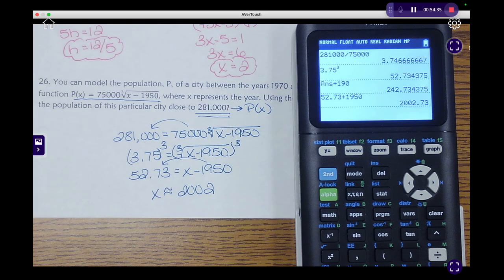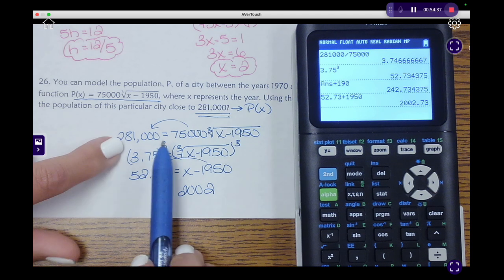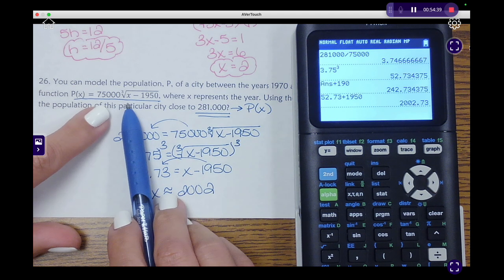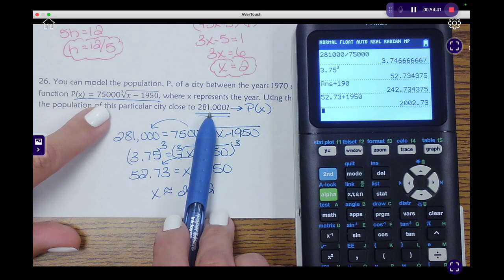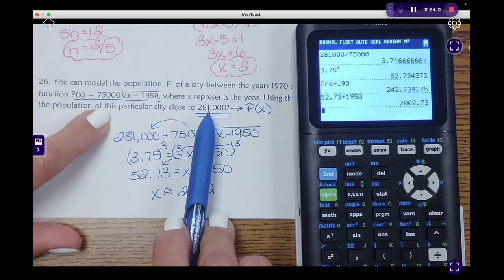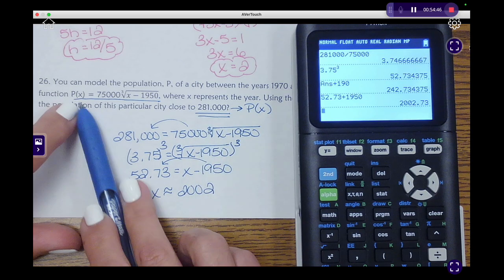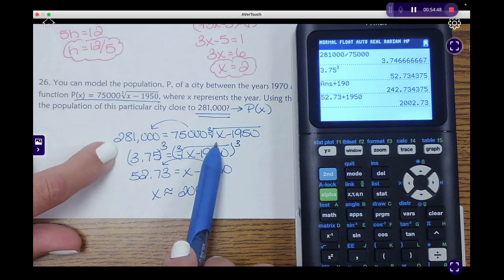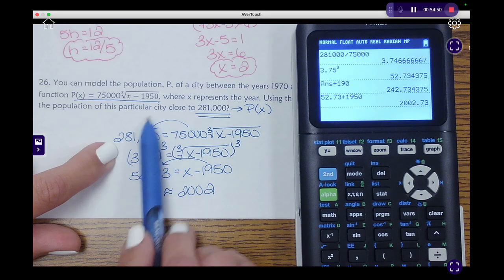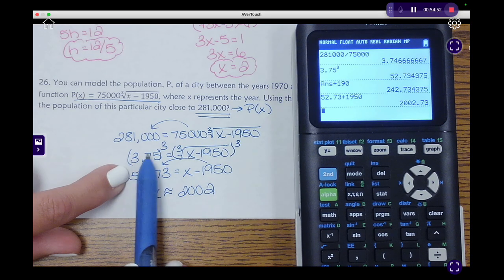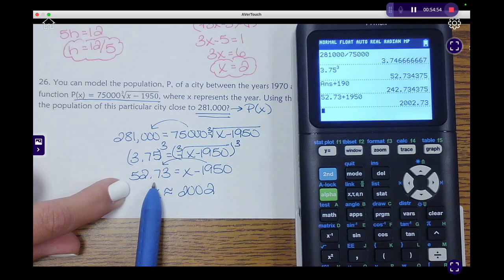Okay, so looking at this, just make sure if you're given a word problem that you can take any function, whatever number they're giving you, you have to know where to plug it into your equation. So here, this was population, so I had to plug it in for the P of X right there, and then I solved it like a normal equation. So I divided the 75,000 over, and then I can cube both sides and then add the 1950 over there to get my year.